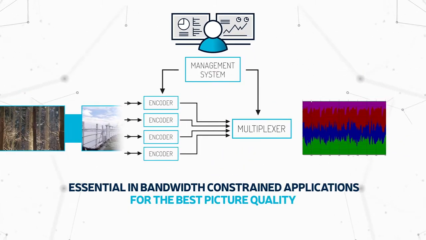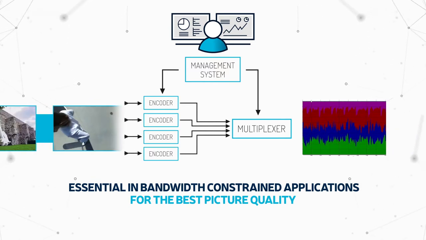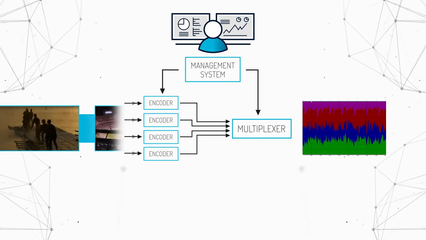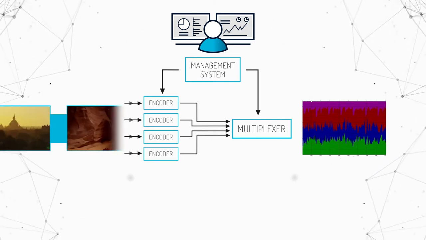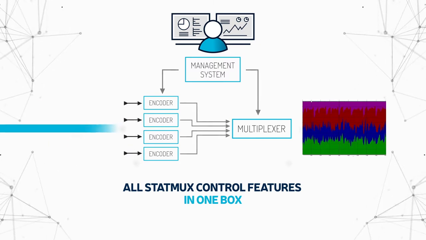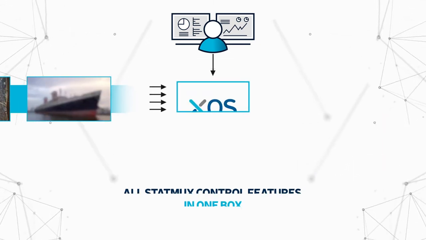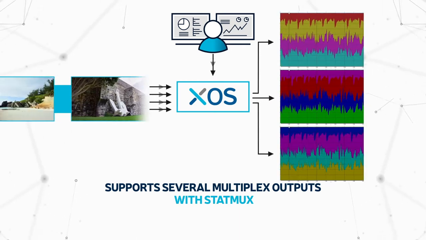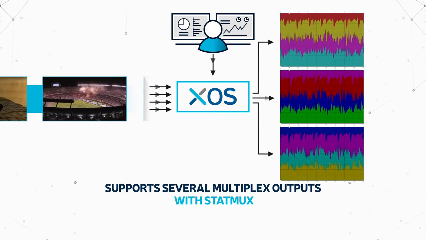StatMux is essential in bandwidth-constrained applications for the best picture quality. StatMux was historically done with discrete encoders, multiplexers, and a management system. All these features are now available in one box with the latest release of XOS. A unique XOS also supports several multiplex outputs with StatMux.